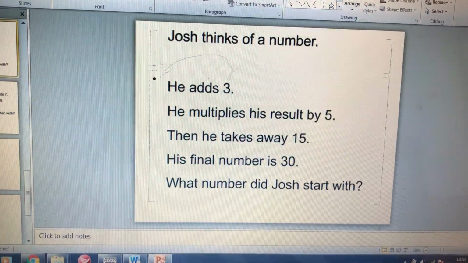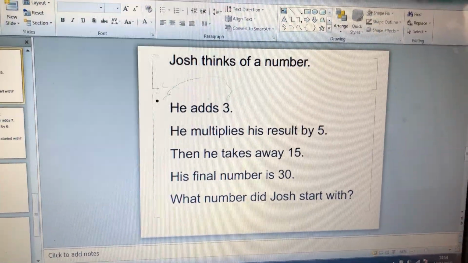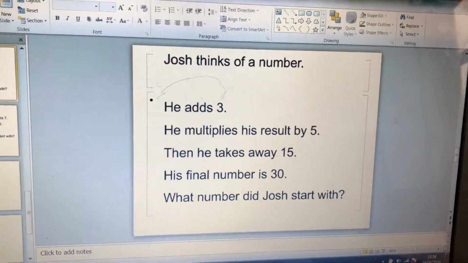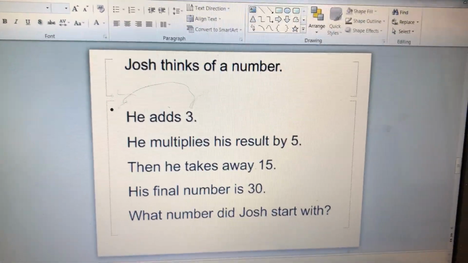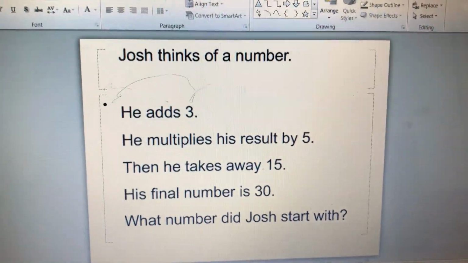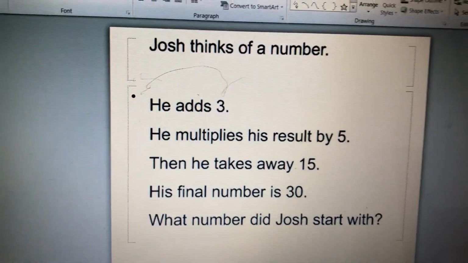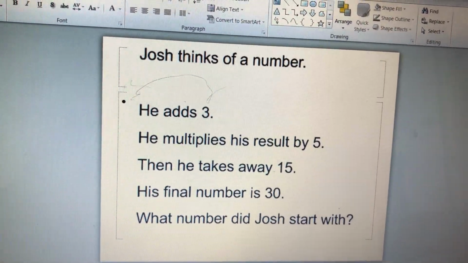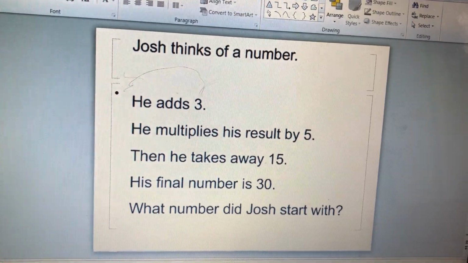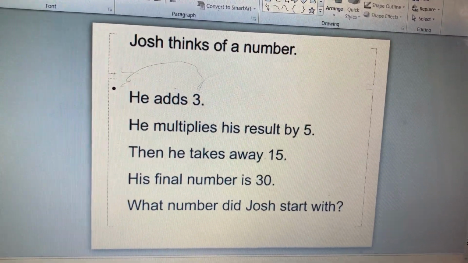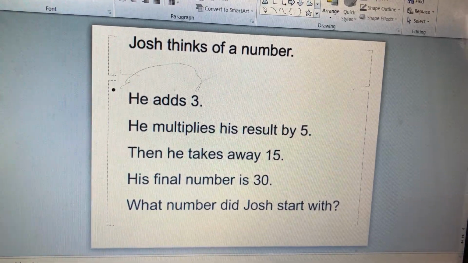If it doesn't, then you know you've done something wrong, and you can check it through. Okay? This is one that maybe looks a little bit more like how you might see it in your SAT type questions, and we had some of them before half term, and they were a bit difficult, but it's exactly the same, exactly like the ones we've just been looking at. It just looks a bit more wordy. So I'll talk through this one. Josh thinks of a number. He adds 3, he multiplies his result by 5, then he takes away 15, and his final number is 30. What number did he start with?